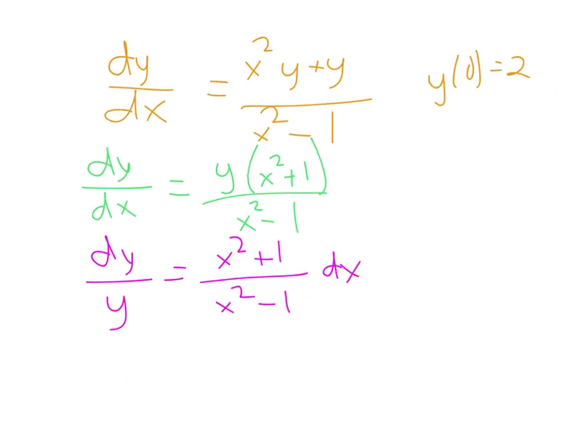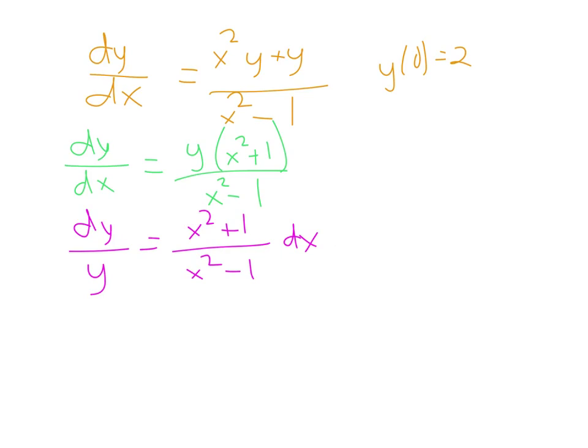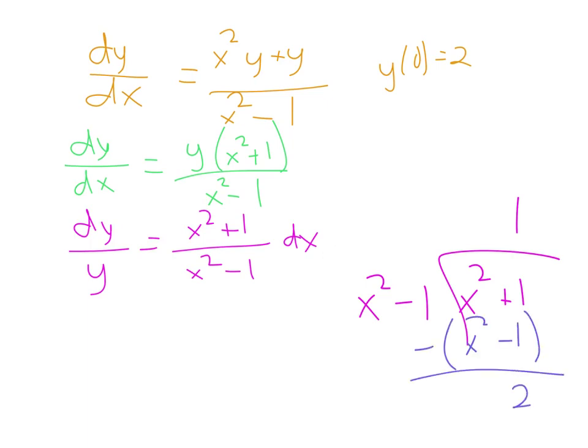For the right side, let us go ahead and divide. So we have x squared plus 1 divided by x squared minus 1. So that's obviously going to go in once. And that's going to give me, let me change colors, x squared minus 1, subtract down. So that's plus 2 over x squared minus 1.